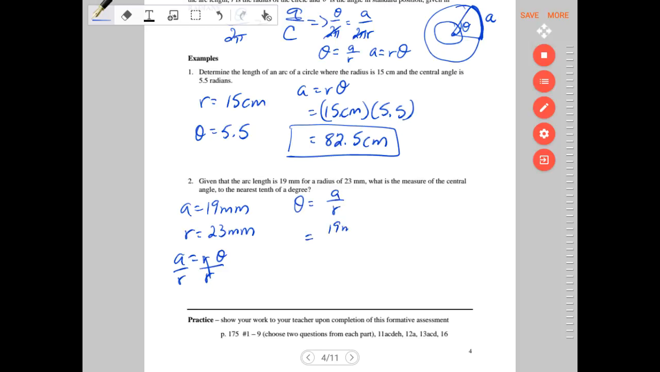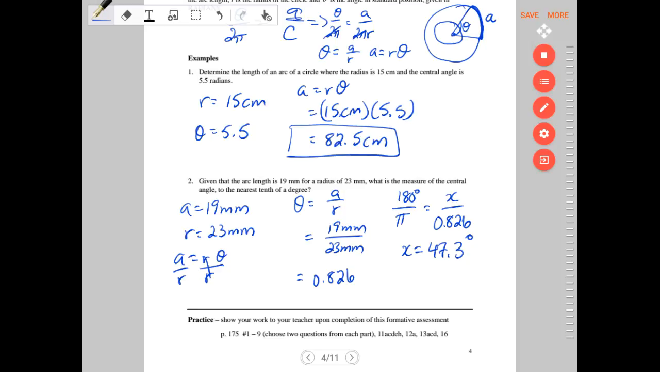So that's 19 millimeters divided by 23, which gives us approximately 0.826 radians. To convert that to degrees, we use the ratio that pi is equal to 180. So put the radians on the same level, and again cross multiply. So 180 times 0.826 divided by pi. Again, remember, if 0.826 is not an exact value, please use the exact value on your calculator. And that gives us 47.3 degrees to the nearest tenth.